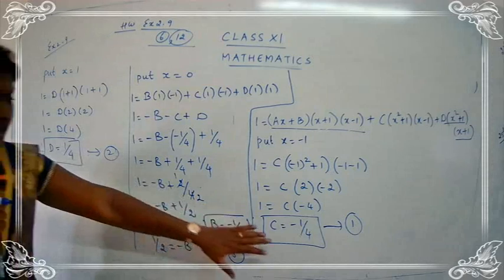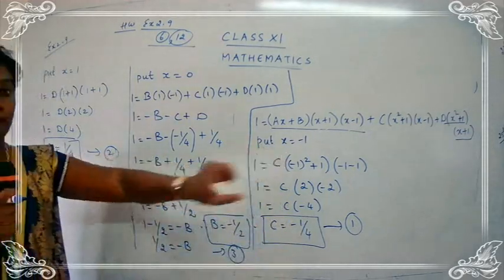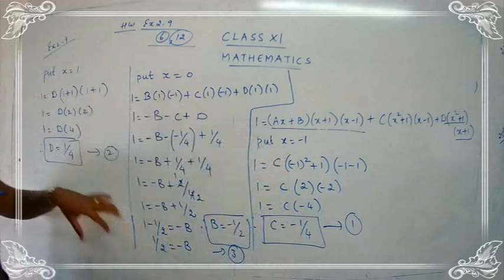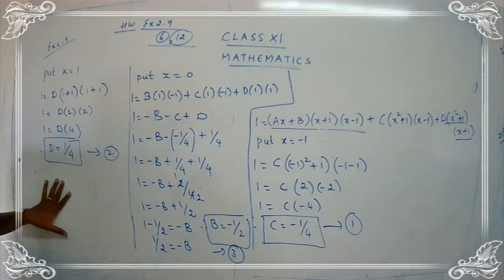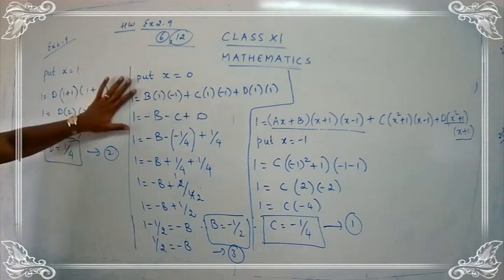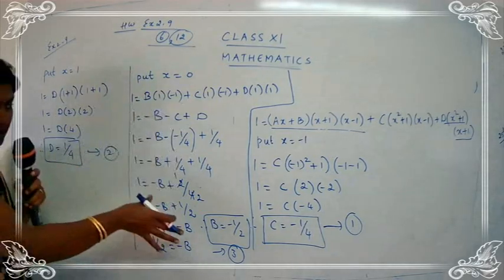How you got the value for c? We got the value for c when we substituted x as minus 1. And when we took x is equal to 1, we got the value for d, that is 1 by 4. And when we took x is equal to 0, I got the value for b. I hope you are clear with this calculation, children.